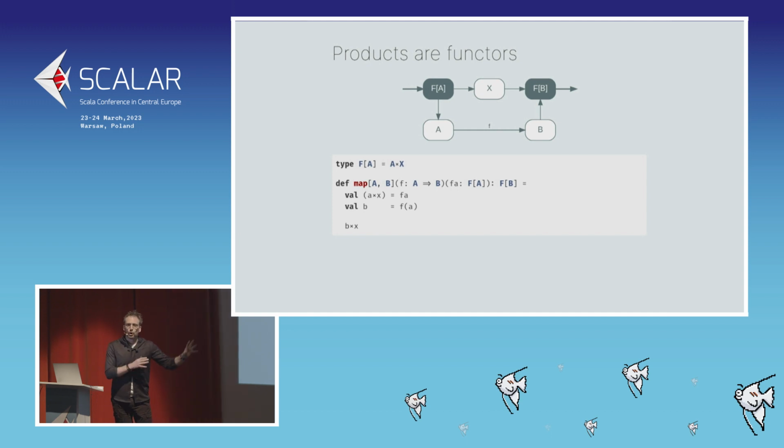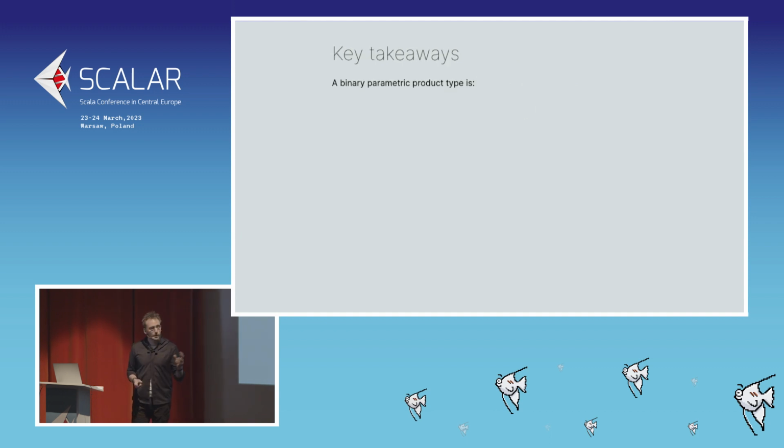I should be proving the laws as well, talking to you about the laws. I'm not going to do that, mostly because I only have 30 minutes. So we're just going to assume that everything I'm doing is lawful. Right, so what we've learned so far. We've not learned much. We've learned that a binary parametric product type, I'm going to say product from now on, because that's a bit of a mouthful. So a product is a functor. That's all we know so far, but we're going to start adding more information to that.